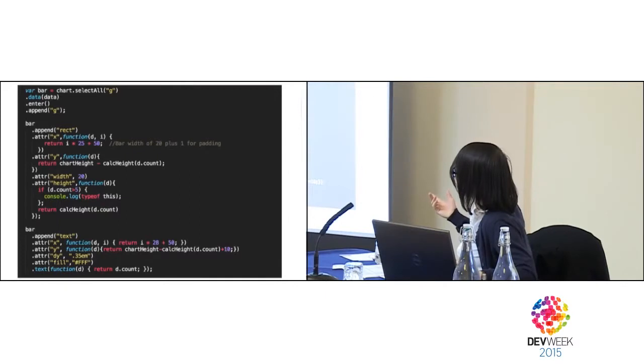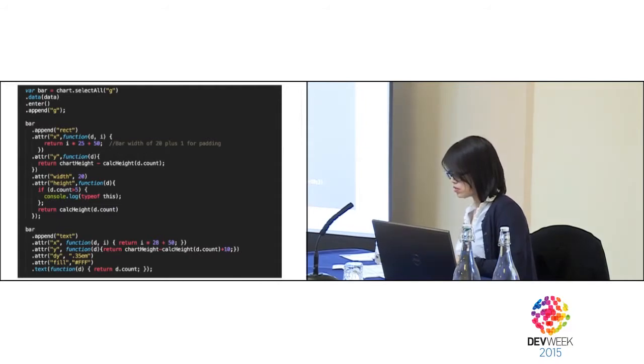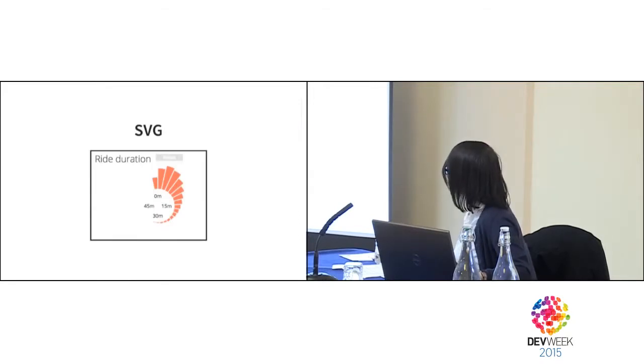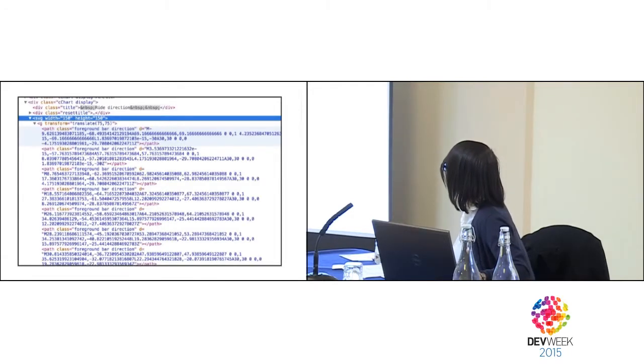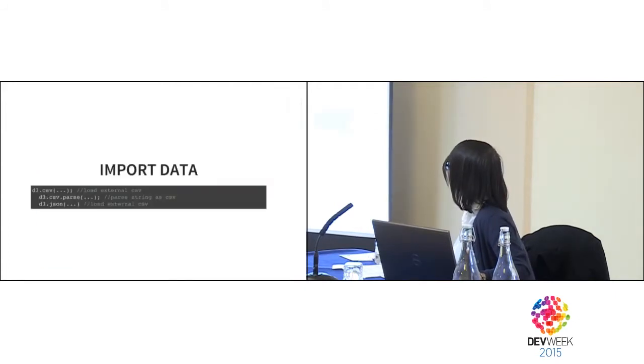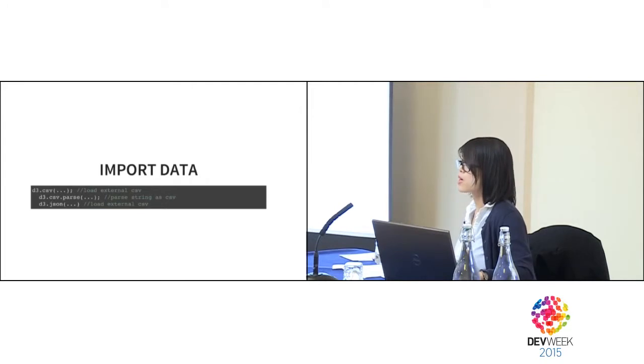So this is a D3.js code sketch, and it'll also look familiar to people who have used jQuery. So it has chaining. Uses SVG, so this is from the City Bike Explorer. This is the source code that's generated by D3. As I said, you can import data from a number of spreadsheet file formats, CSV, JSON, a file format called TSV, plain text files.